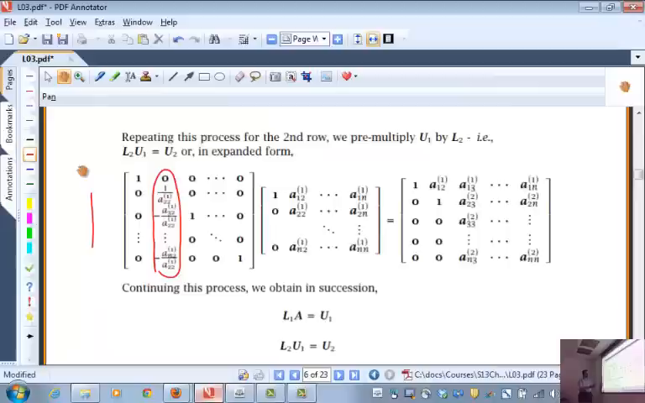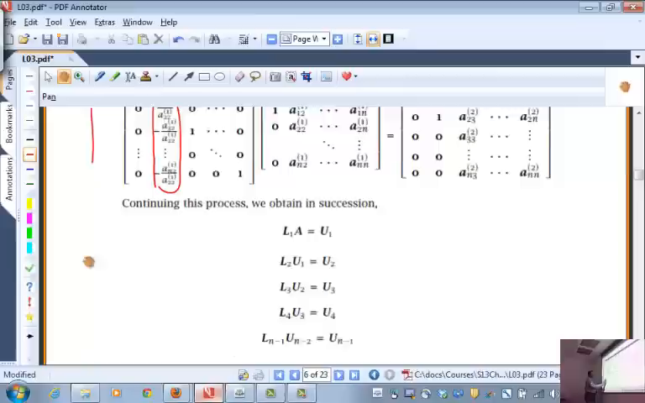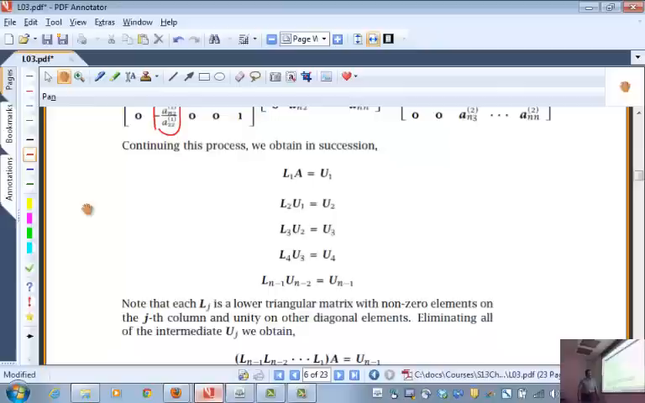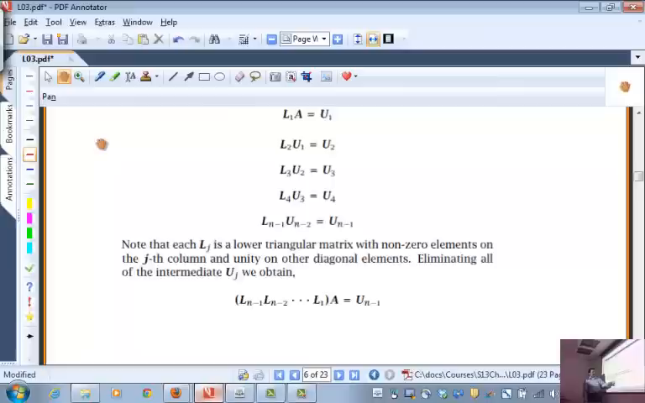So this series of operations, when you continue: L1 times A equals U1, L2 times U1 equals U2, L3 times U2 equals U3, etc. And then when you combine all of them together, what you will find is that L(n-1), L(n-2), all the way to L1, multiplied by A, is equal to U(n-1).